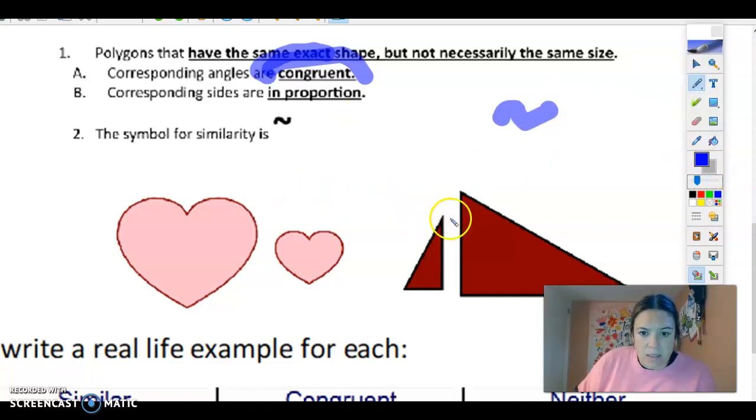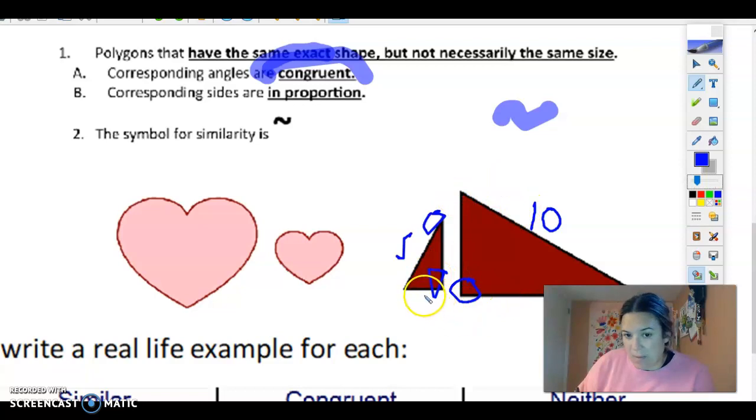Okay, so this angle right here, if these two triangles are similar to each other, their angles are equal. Like this is a 90-degree angle and so is this. So their angle measures are equal to each other, even though this triangle is much bigger than this one. And their sides have to be in proportion. So if this is 5 inches and this one is 10 inches, that means it's growing by a scale factor of 2, and that needs to happen on the bottom.